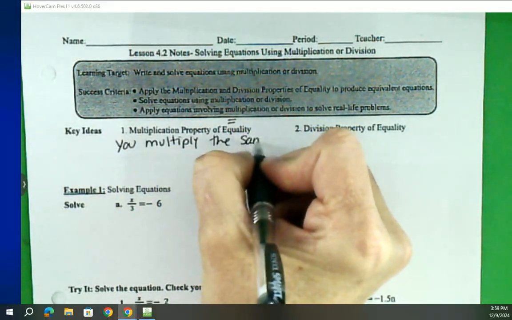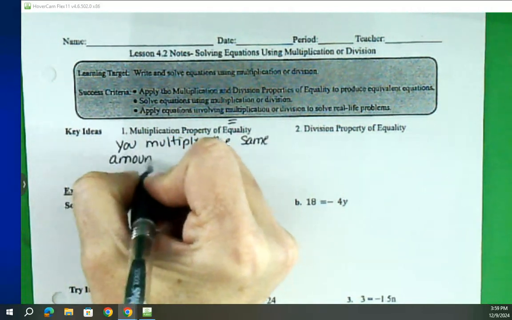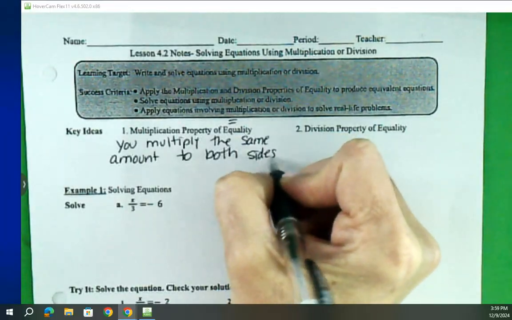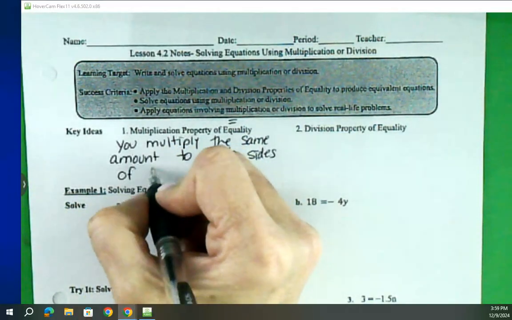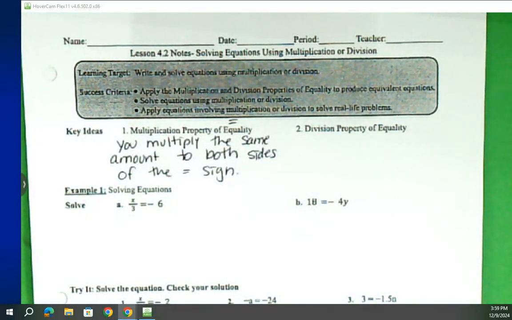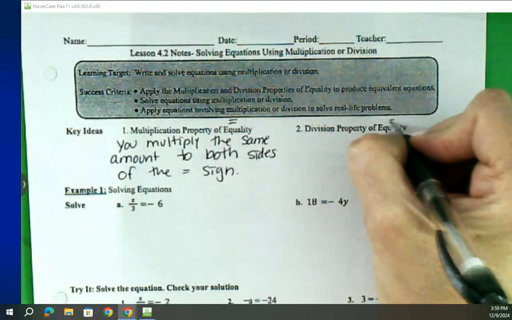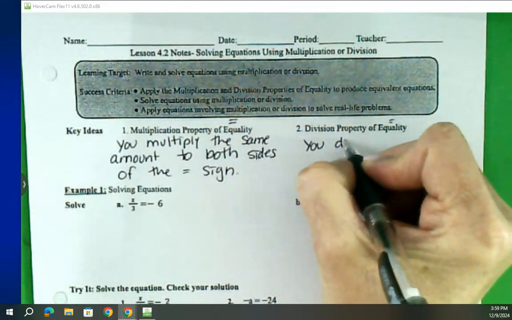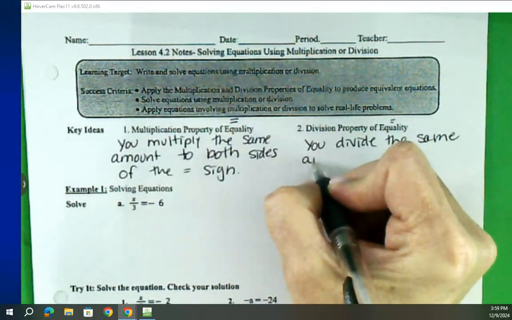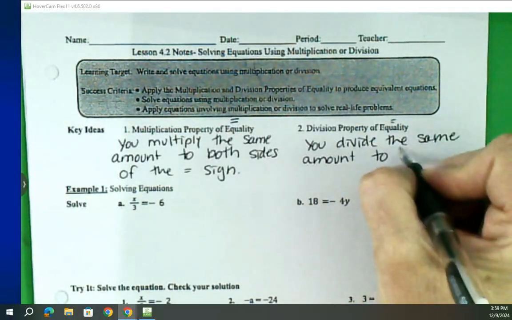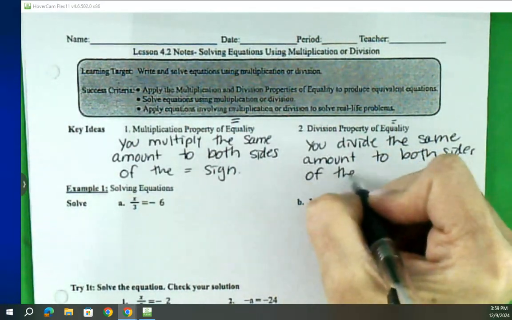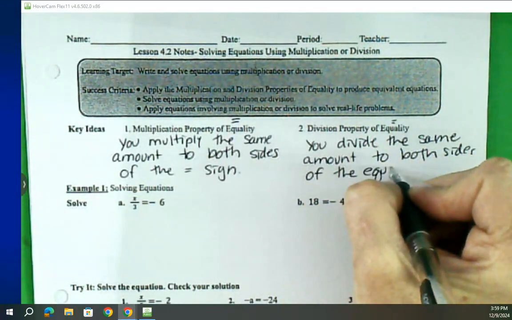the same amount to both sides of the equal sign. Okay, and by the same token, the division property of equality means that you divide the same amount to both sides of the equal sign. Okay, both sides of the equation.